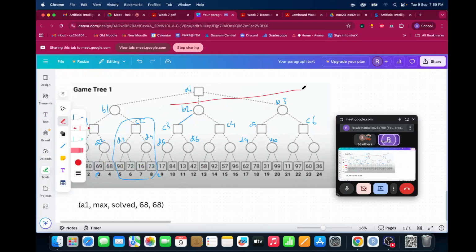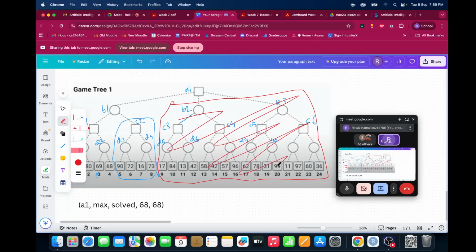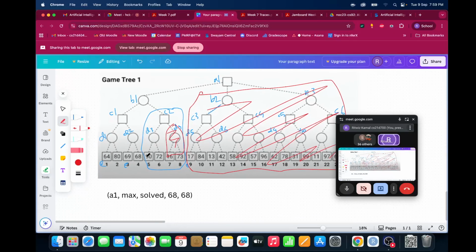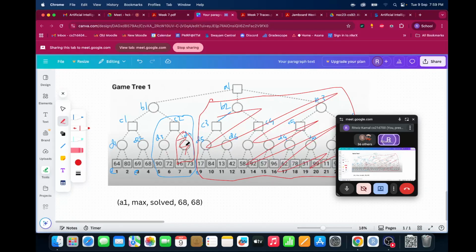We have pruned out this whole portion of the game tree. This whole D4 part, we said we don't need to solve it anymore; technically we pruned it. D1 also we said we don't need to solve anymore. So with just these many evaluations, we still got the same answer, 68, at D3.